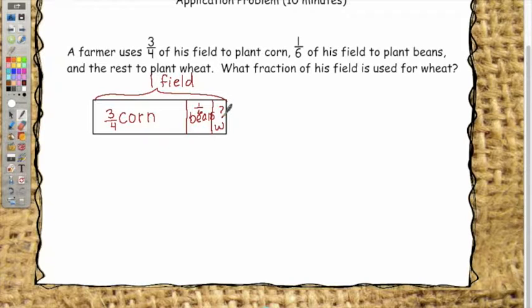It says, what fraction of his field is used for wheat? So this question mark right here is what we have to figure out. How will we figure that out? We have to figure out what this equals right here. Once we figure that out, we'll be able to figure out what is left over that will be used for wheat. Okay? So how do I figure out what this corn plus beans is? Make them the same. Add. Right? Okay.